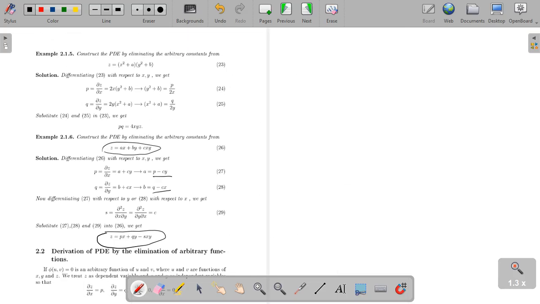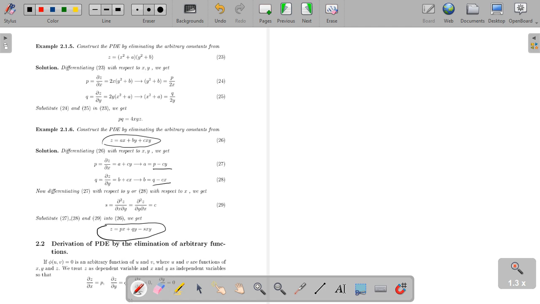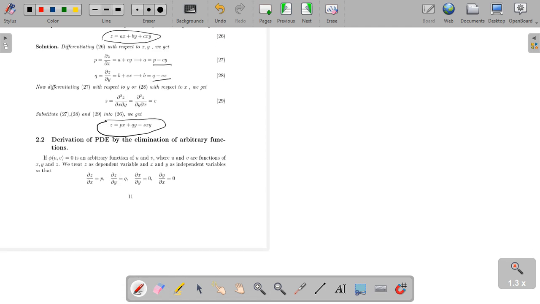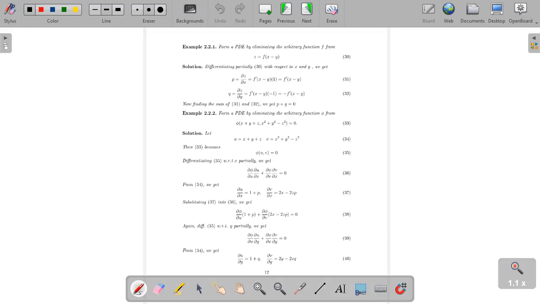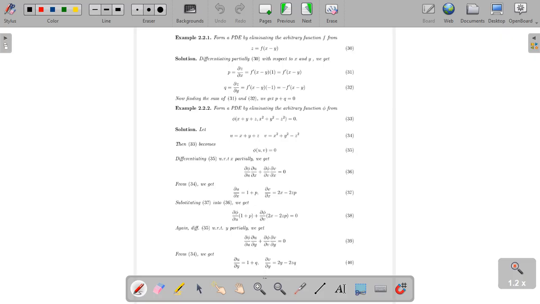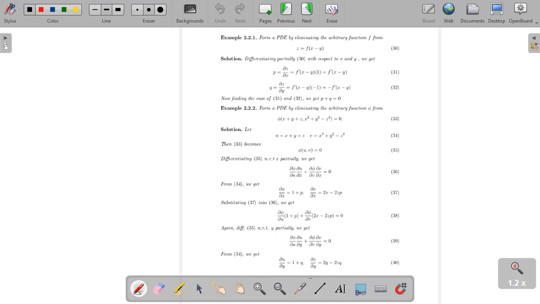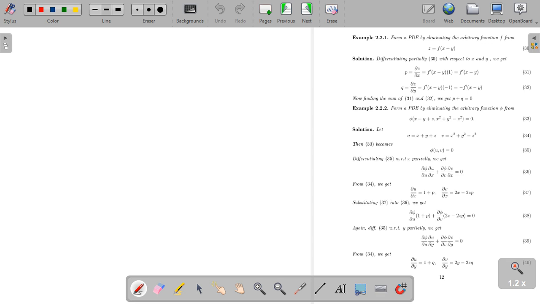Arbitrary functions, eliminating arbitrary functions. Let's go to the next page. So eliminating arbitrary functions, I think I'm going to solve 2 questions here, and then we are good to go. I don't have time. Maybe in the next video we'll solve more questions. So in this first question, forming a differential equation by eliminating the arbitrary function, we have that z is equal to f of x minus y.